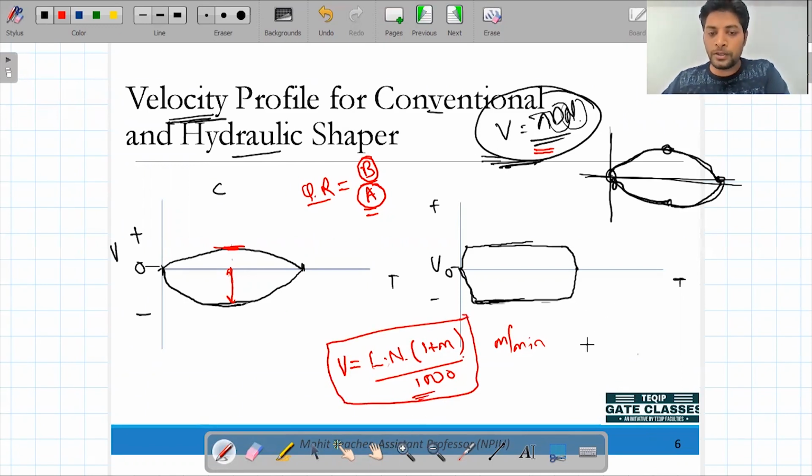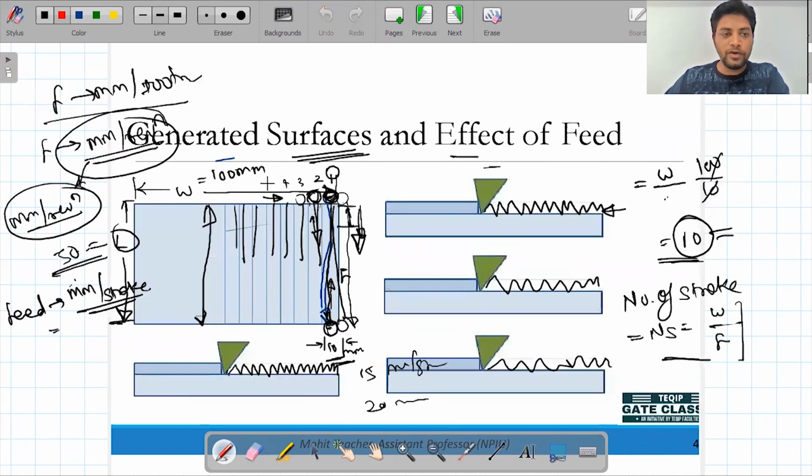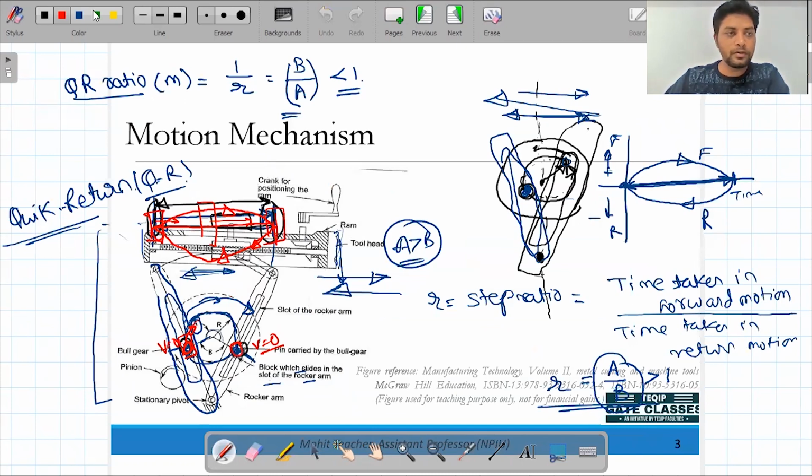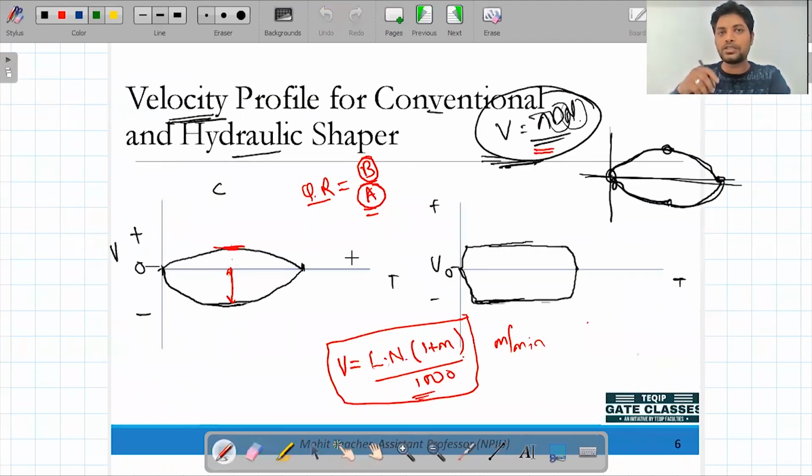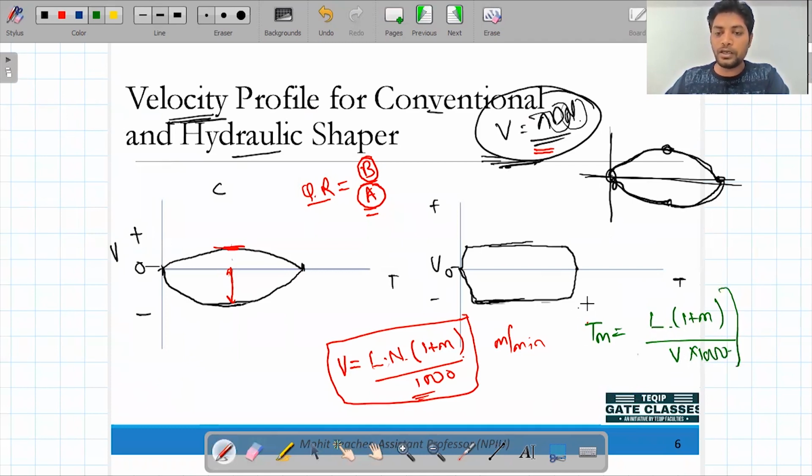Okay, so now the machining time, when it is moving from here to here. The machining has been done, but again it has to come back. So that time the machining time will be, and we are considering this is not a double stroke, this is a single stroke only, equal to L into (1 plus M), that is the ratio we are taking, upon V. If this is in mm, we can take it in 1000. Okay, so that is in minutes.